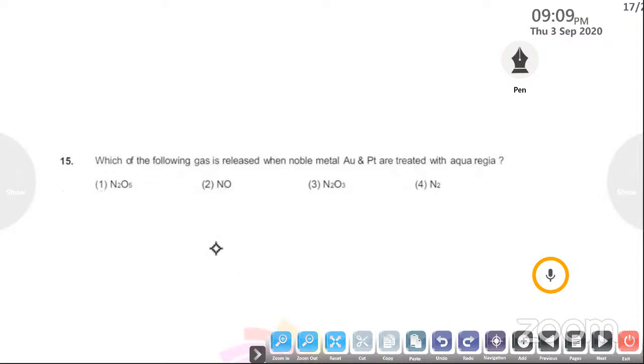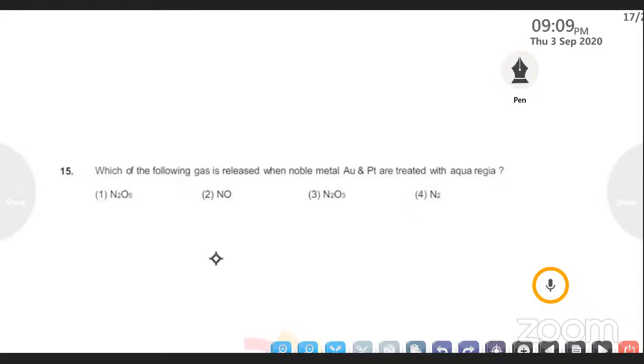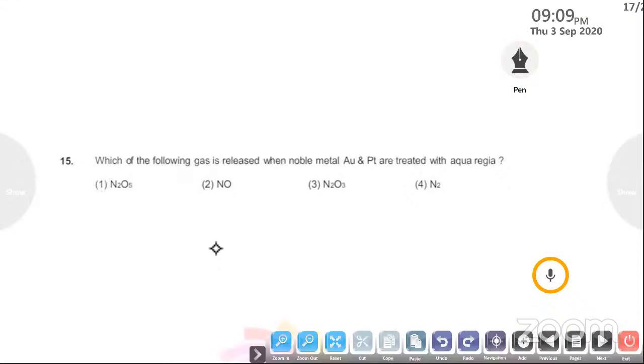See, generally, gold and platinum are noble metals, right? In the electrochemical series, they are below hydrogen, so that's why they don't react with HNO3 alone, right? So therefore, aqua regia is preferred. Aqua regia is HNO3 plus 3 moles of HCl, right? So it gives rise to water plus NO plus chlorine gas is released.